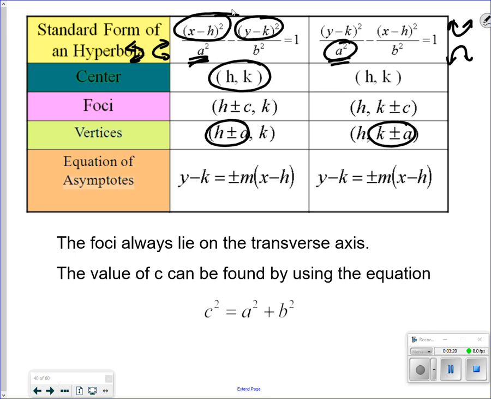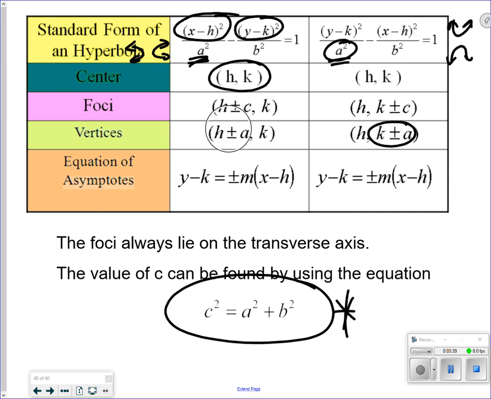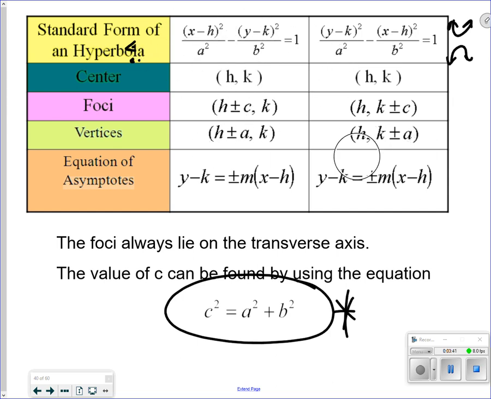And then the foci points again have a c value, and that c equation changes. In an elliptical shape, it's a squared minus b squared. In a hyperbola, it's a squared plus b squared because it has to be on the outside of the vertices. So lots of things going on here that you're going to need to be concerned about.